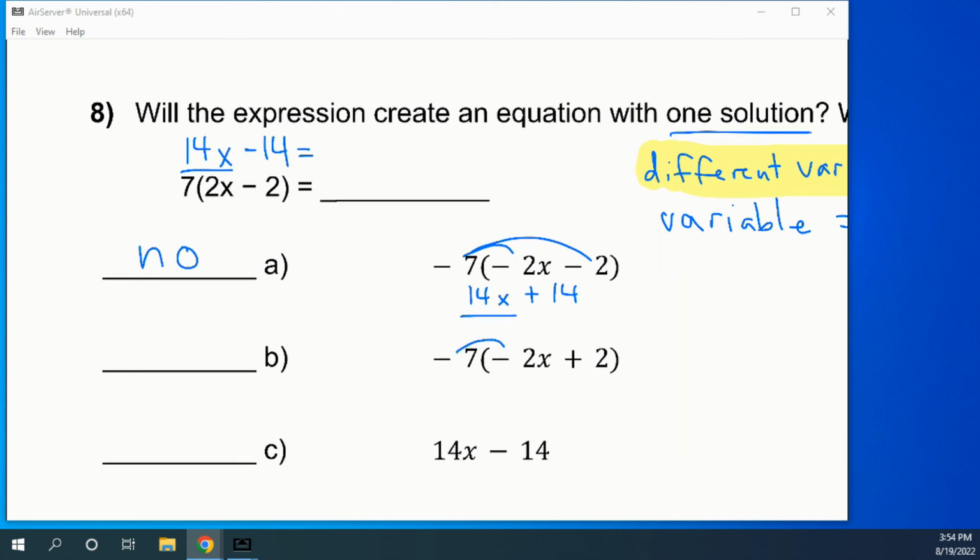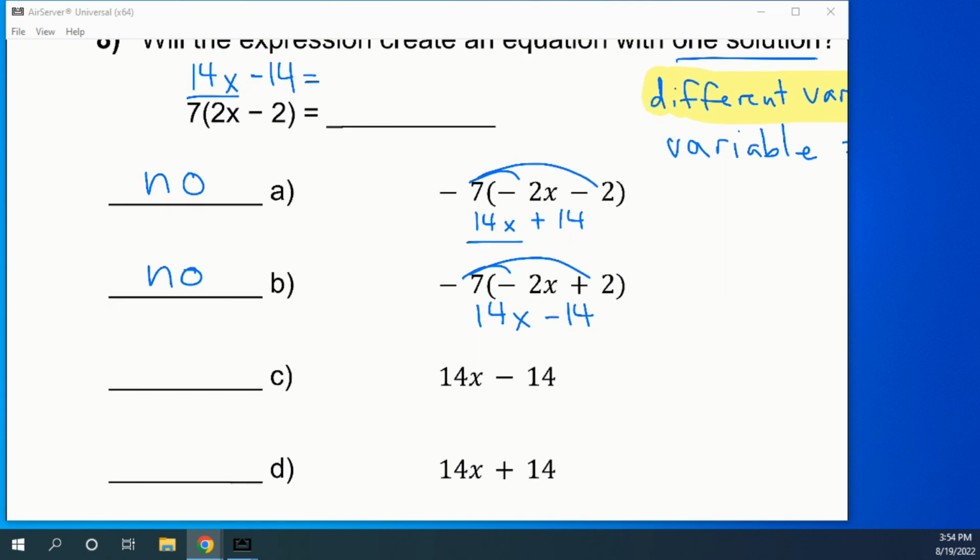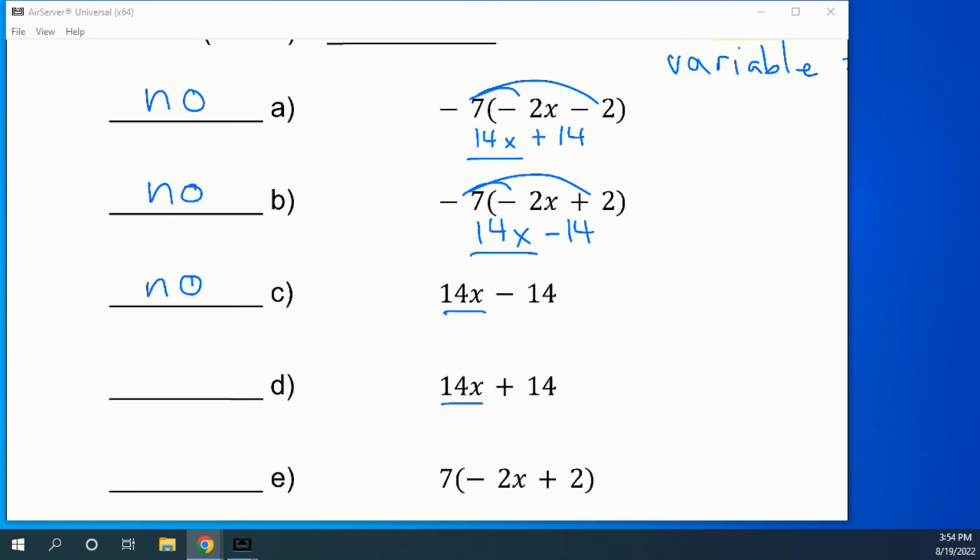Next one, we've got negative 7 times negative 2 to get a positive 14x. Negative 7 times positive 2 to get minus 14. Do they have different variable terms? No, because 14x is the same as 14x. This one we don't have to simplify. It's already 14x minus 14, but we've established that if we have a variable term of 14x, it's not going to work. So that one doesn't work. The next one also has a 14x, so that one's not going to work.